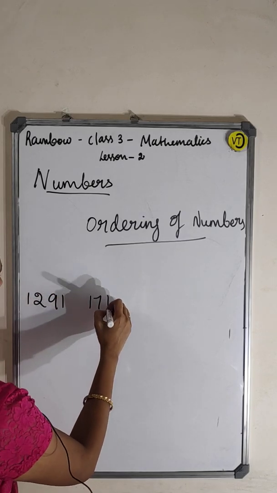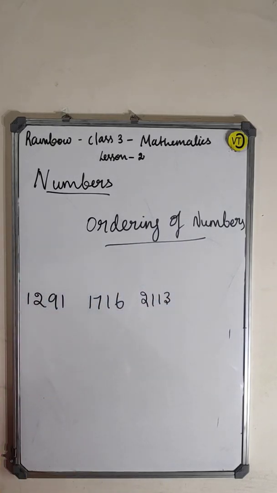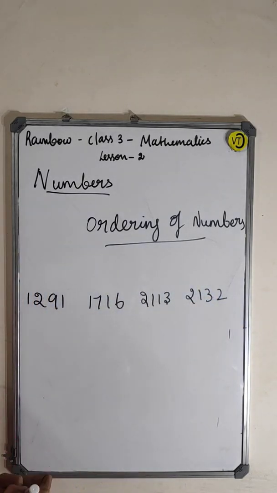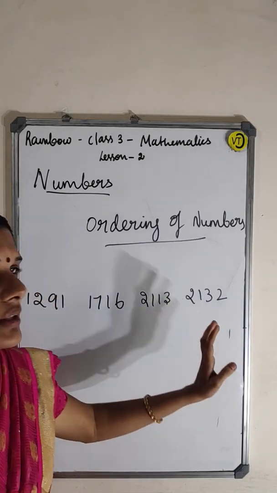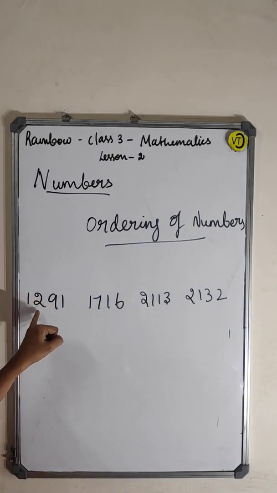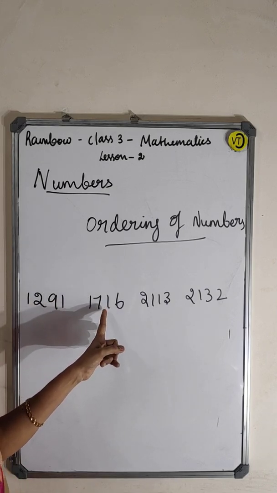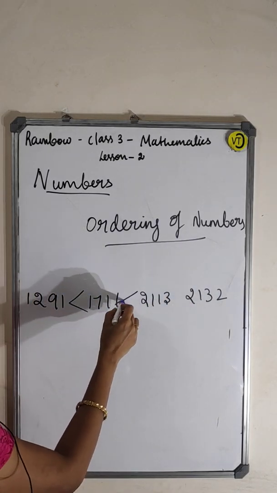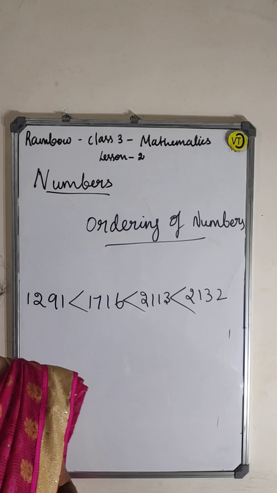1291, 1716, 2113, 2132. Okay. Here you check. What is the order of these numbers? Is it ascending order or descending order? Check. This is 1, 1, 2, 2. Again, the second digit you check. This is 2, this is 7. So this is lesser than this, and this will be lesser than this, and this will be lesser than this one. So it will go like this. This is ascending order. I have written the ascending order now.